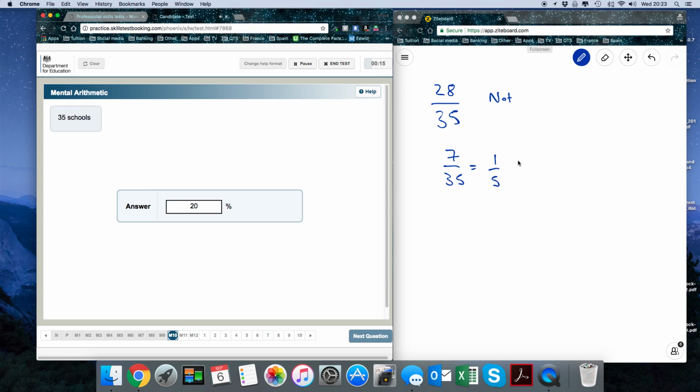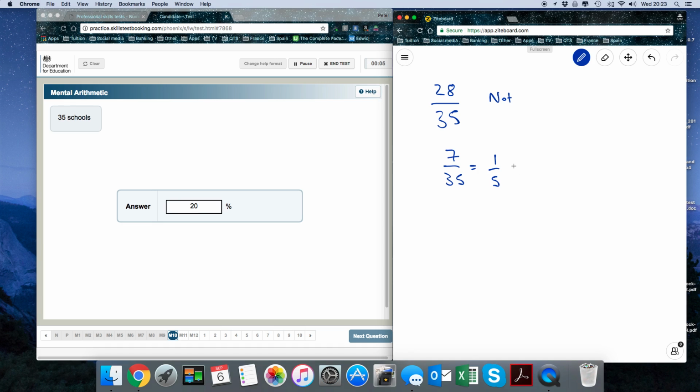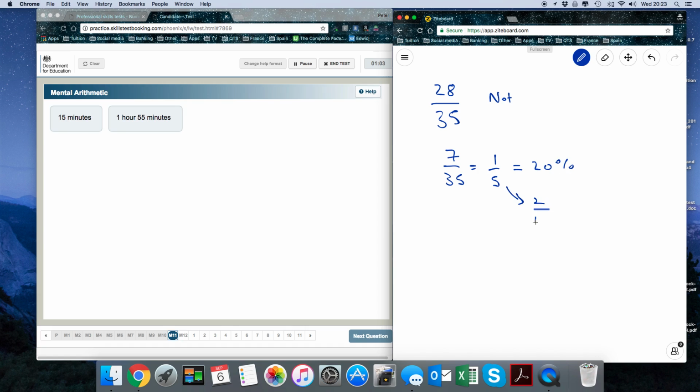So, quick tips. Earlier on we had a question where I suggested not to do the subtraction. In this one, the subtraction's fairly easy. 35 take away 28 is 7. Simplify to 1/5, and then you ought to know that 1/5 is 20%. Reason it's 20% is because 1/5 is the same as 2/10.